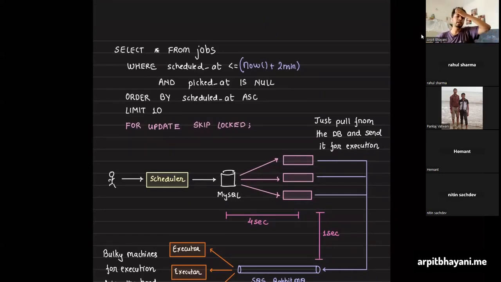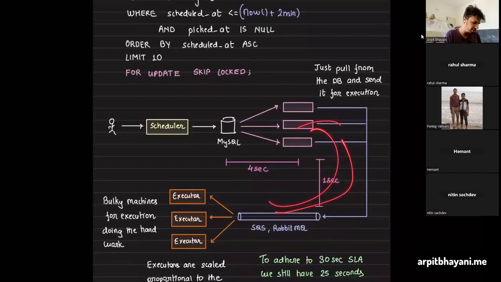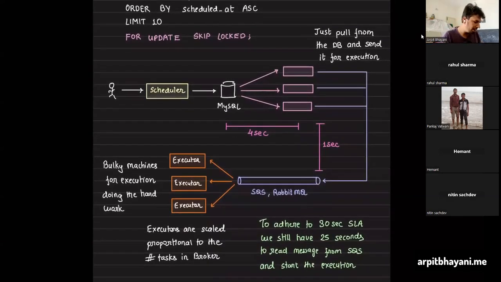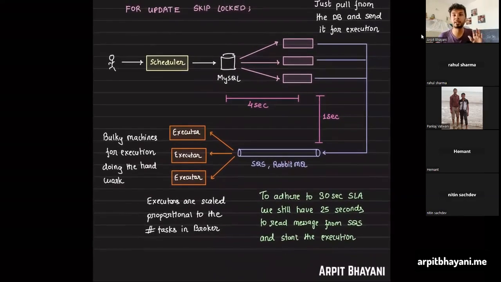Right? Okay. So select star from jobs where scheduled at is less than now plus 2 minutes, whatever time you would want to pick. This should be a configurable parameter. And picked at is null, so the tasks that are not picked, order by scheduled at in ascending order, limit 10, for update skip locked. You are picking those in that order, order by scheduled at, and you're continuously sending them to this message queue. SQS, RabbitMQ, Kafka, pick your favorite, right? You would need to measure how much time it takes over here. Let's say hypothetically it takes 4 seconds for you to pick a particular task and then 1 second to write it over here. Now from this queue, a bunch of executors will pick up and execute those tasks.